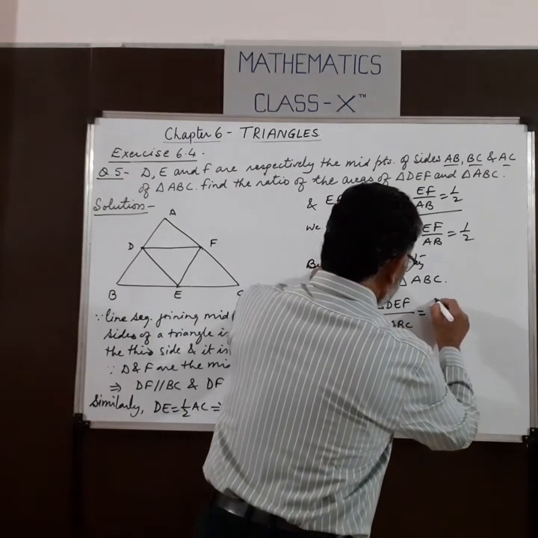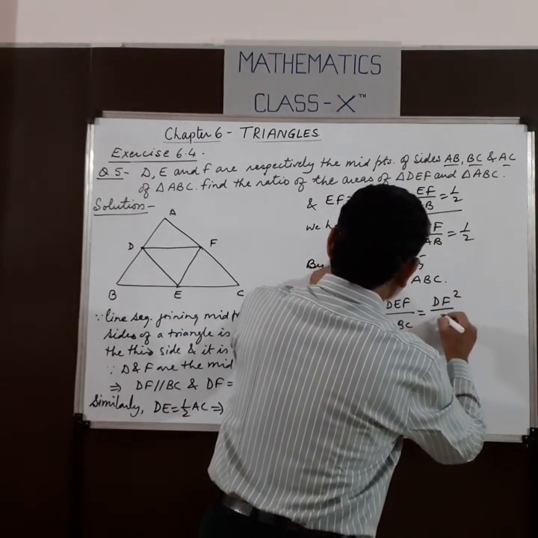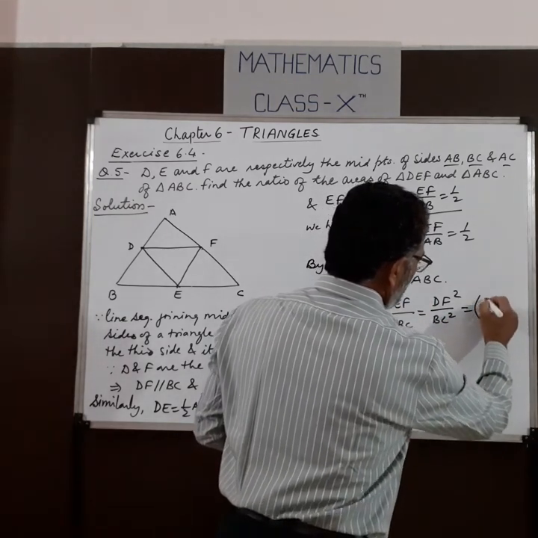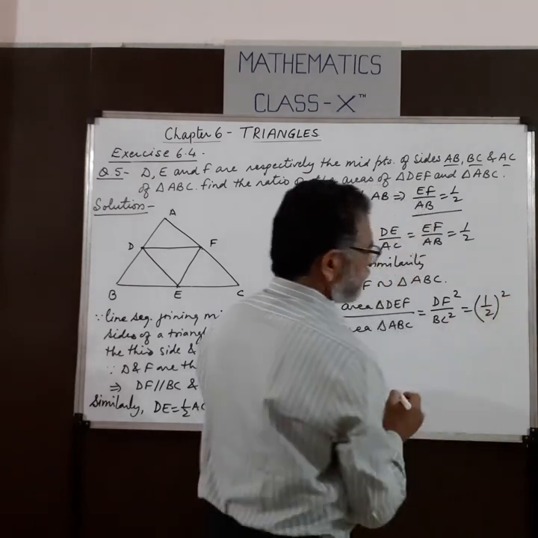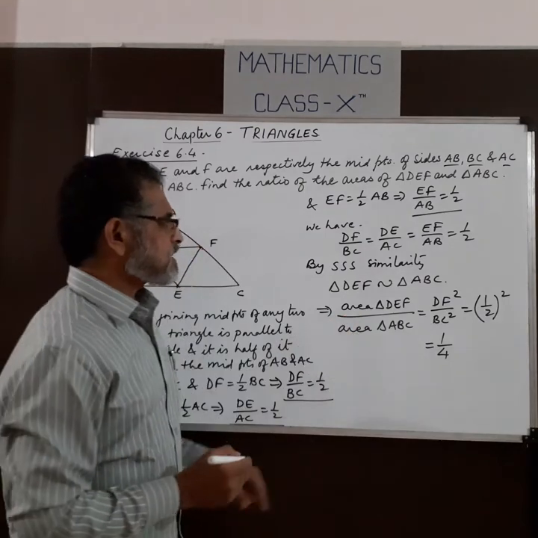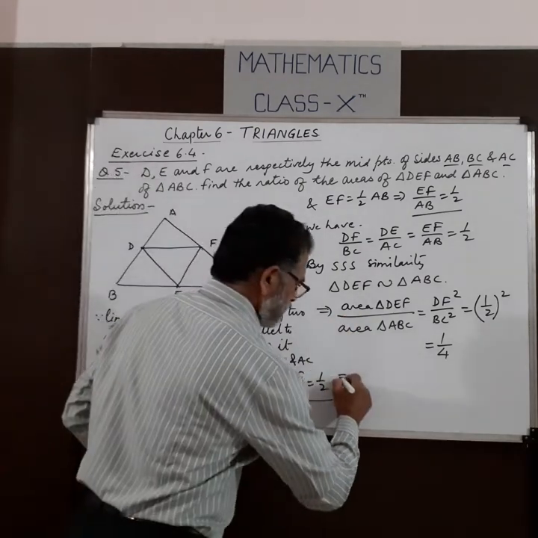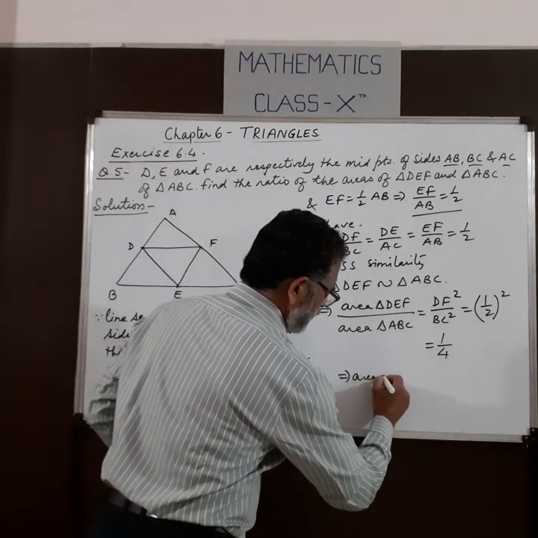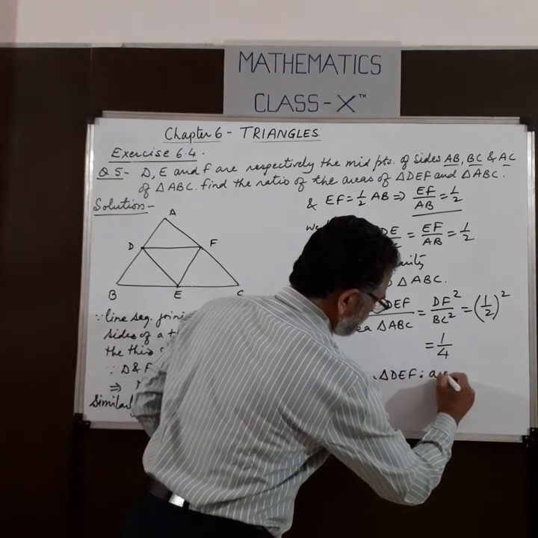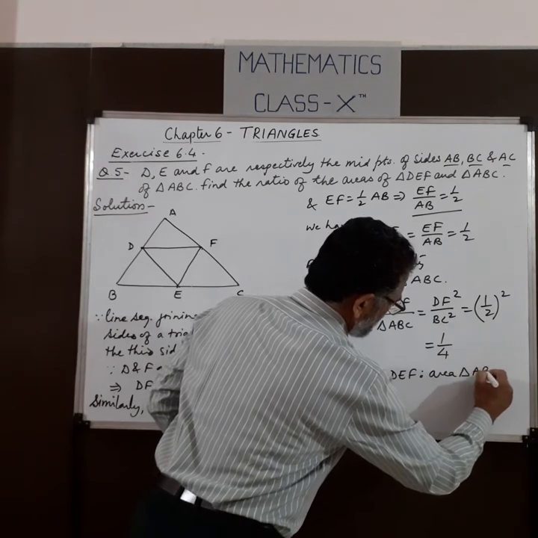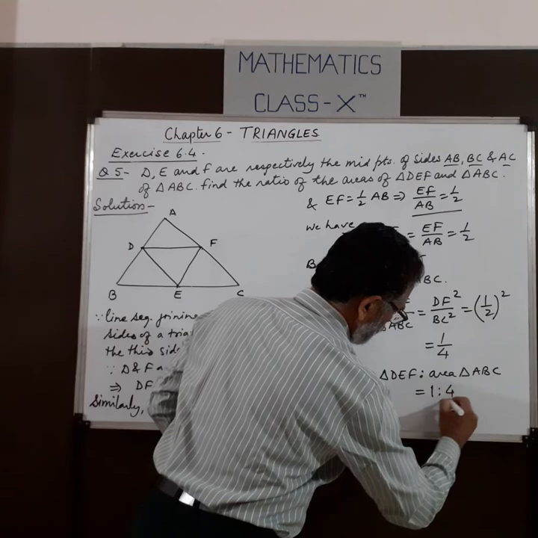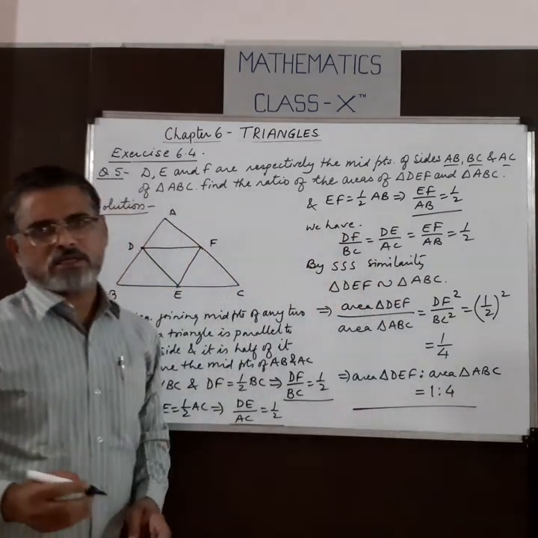So you can write DF square upon BC square, and DF upon BC is what? 1 by 2, its whole square, that is 1 by 4. So this gives the area of triangle DEF, its ratio with the area of triangle ABC will be 1:4. So this is the answer. Okay.